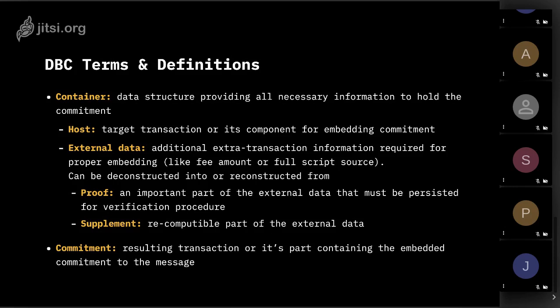That's why I introduced the specific terms, and everywhere in the code, even if from the developer perspective it would be easier to join this data into a single structure, it's separated everywhere throughout the library, meaning that you have to manage this data differently. The proof has to be kept, no matter what. The supplement is not necessary.